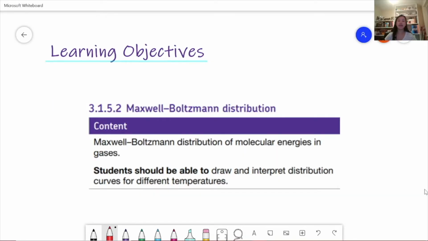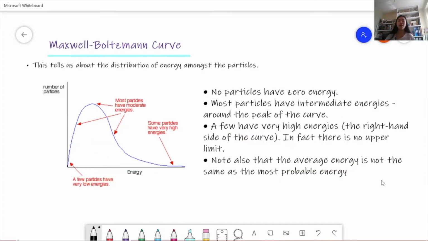Today we're going to be learning about the Maxwell-Boltzmann distribution and we're going to learn how to draw and interpret distribution curves for different temperatures. Now we're going to talk about the Maxwell-Boltzmann curve, and what this distribution tells us is actually how the energy amongst the particles is distributed. So this actually only works for gas particles.